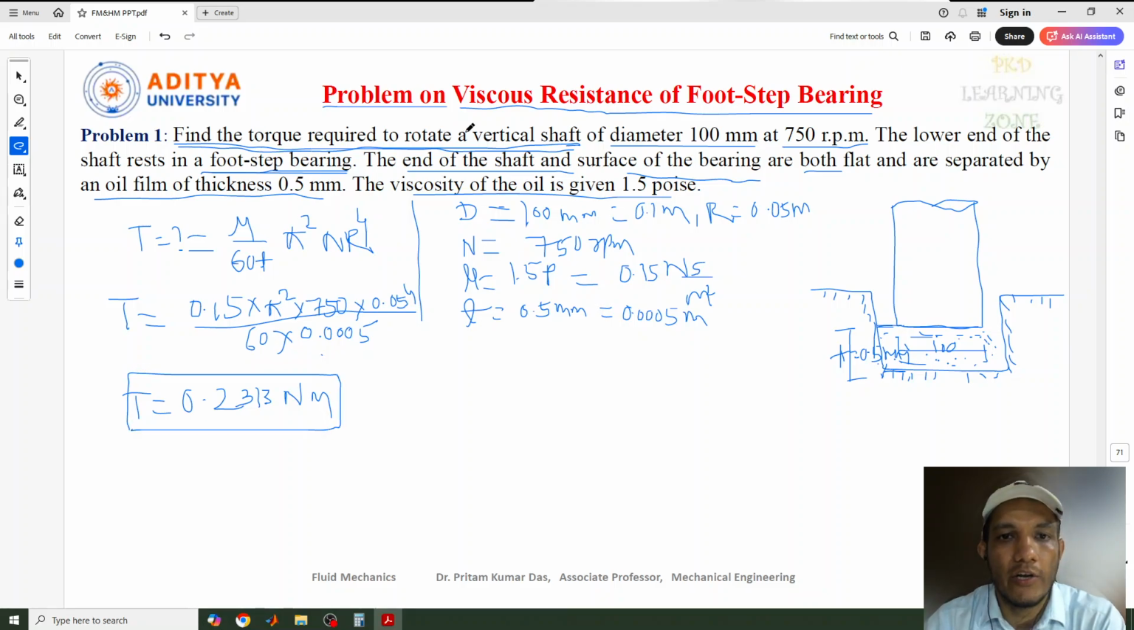What is the torque required to rotate the vertical shaft when it is positioned on the footstep bearing? This is our answer.